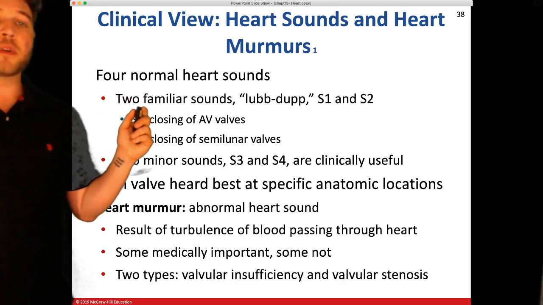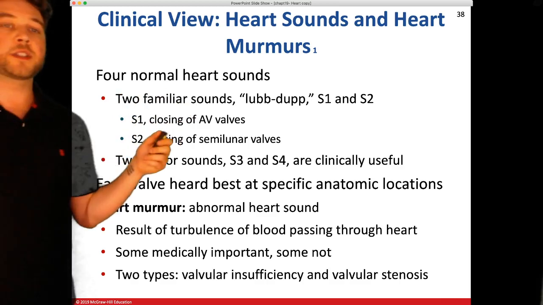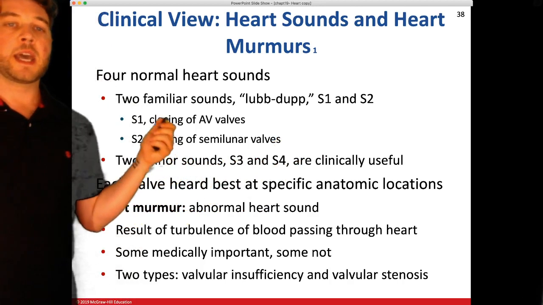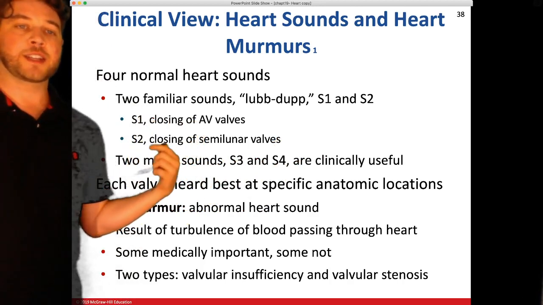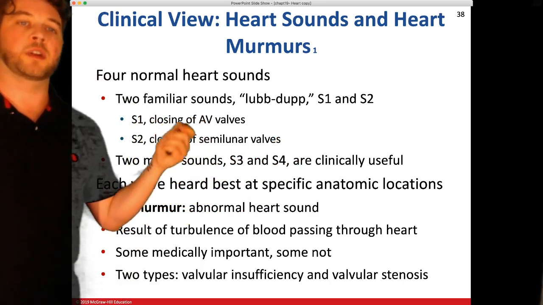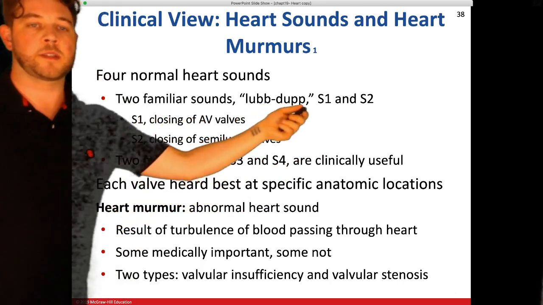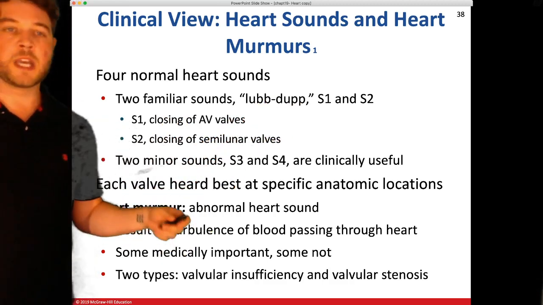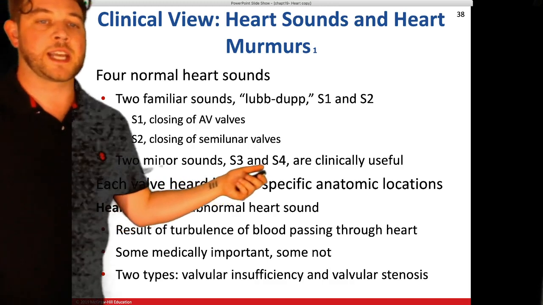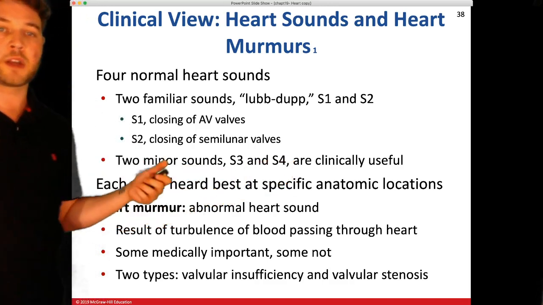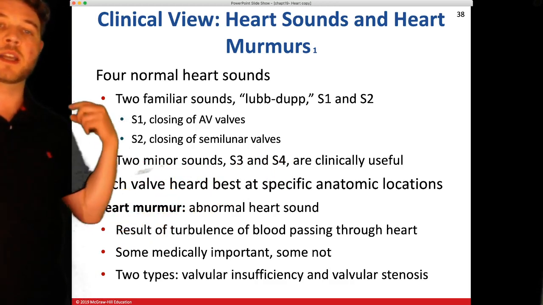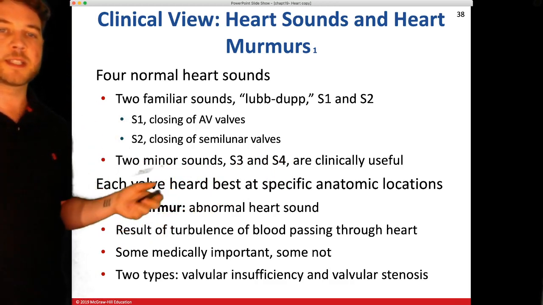Heart sounds and heart murmurs. There are 4 normal heart sounds, the 2 familiar ones, the lub-dub, lub-dub. S1 and S2 is what we call those. S1 is the closing of the AV valves, and S2 is the closing of the semilunar valves. So lub-dub, lub-dub: AV, semilunar, AV, semilunar. It's the sound of the valves closing. Your 2 minor sounds are S3 and S4, and these are clinically useful. They are important. Each valve is heard best at specific anatomic locations. That's why they listen in a couple of different places.